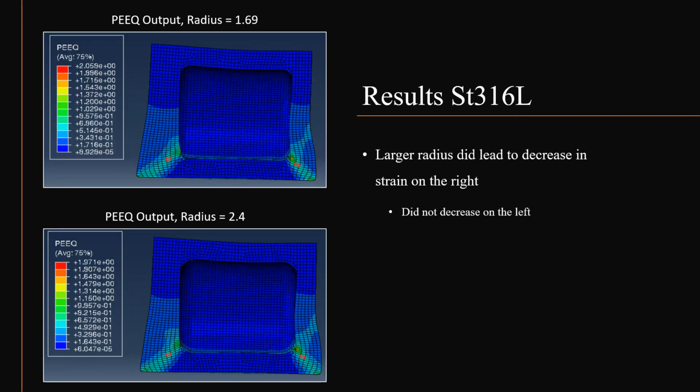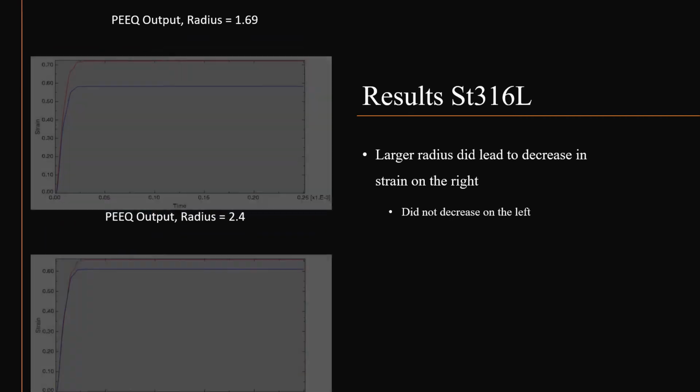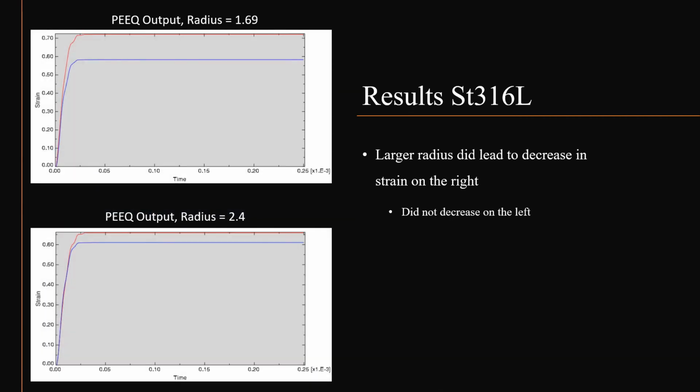Finally, I tested the geometry with steel 316L. With this material, the right corner did exhibit a decrease in strain value with an increase in radius size. However, the left side strain value actually increased slightly. This could be due to the material characteristics and the relative deformation in the model. There was also almost no difference between strain values of the model with no radius compared to the model with a 1.69 radius.